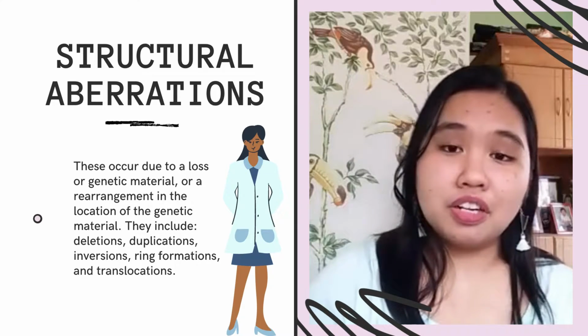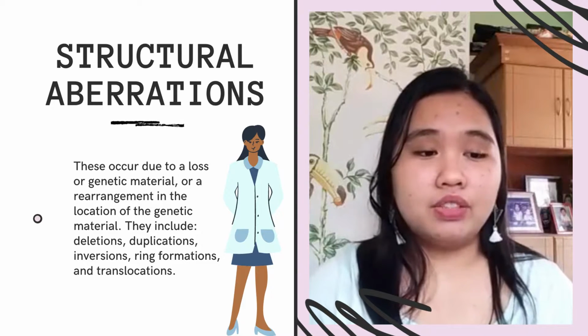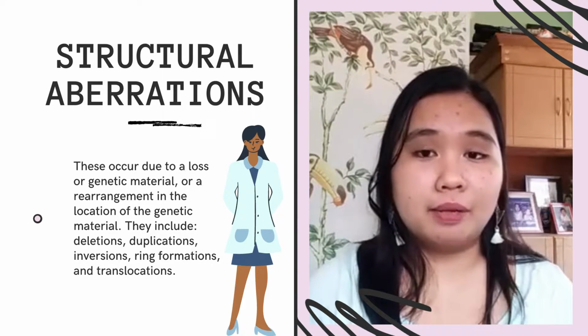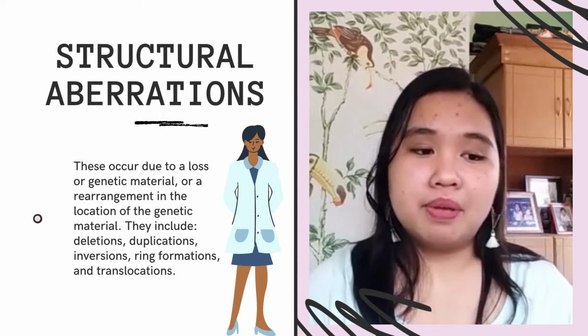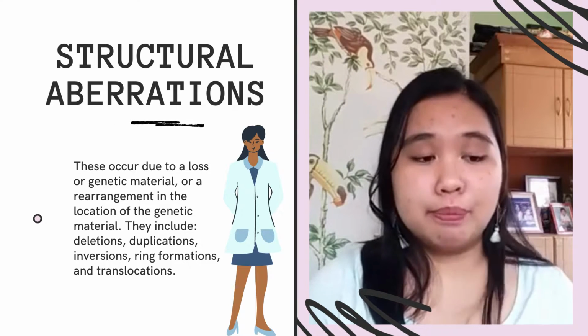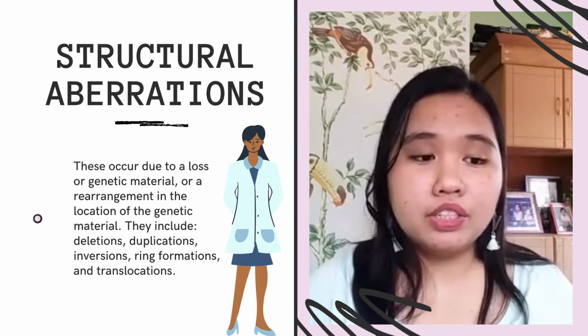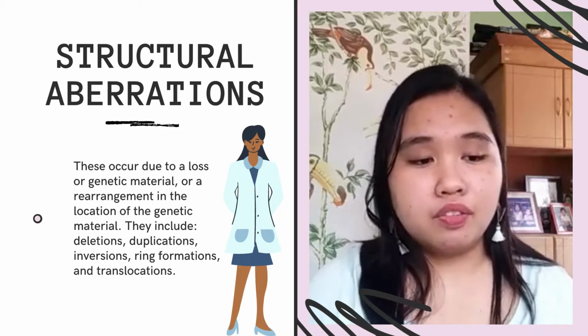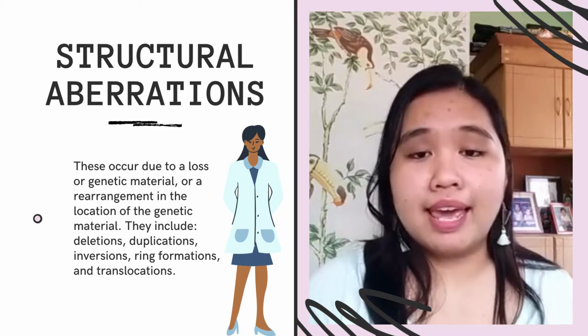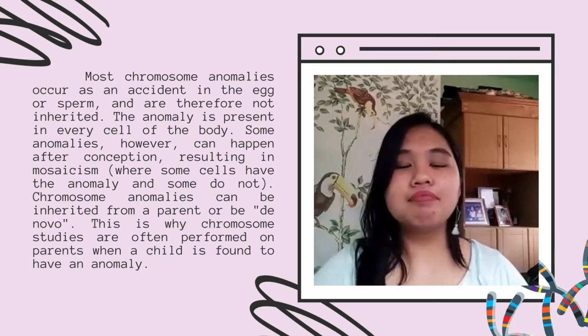So the next one is structural aberrations. These occur due to a loss of genetic material or a rearrangement in the location of the genetic material. They include deletions, duplications, inversions, ring formations, and translocations.